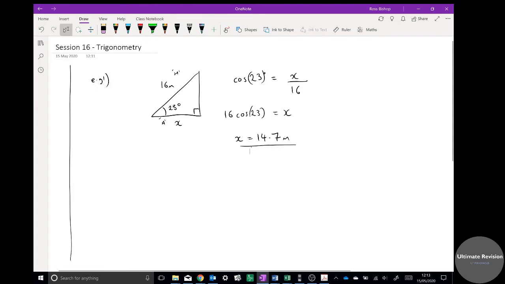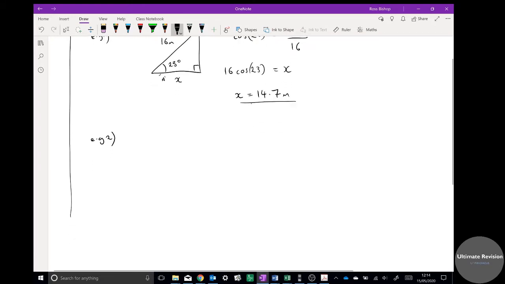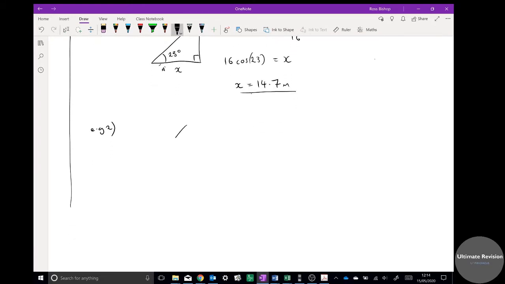Okay, that's just a little bit of a recap on SOHCAHTOA. You might need to work out angles too, and you need a bit of familiarization, so have a look at the worksheet. Example 2, a non-right angle triangle.